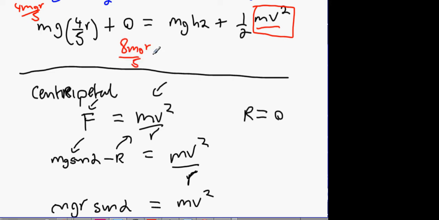Okay? I'm now going to change this mv squared into mgr sine alpha. Mgr sine alpha. Okay. Now, mgr sine alpha is mv squared. Okay. Now, is there a way out of this at the moment? We currently have 2 variables.